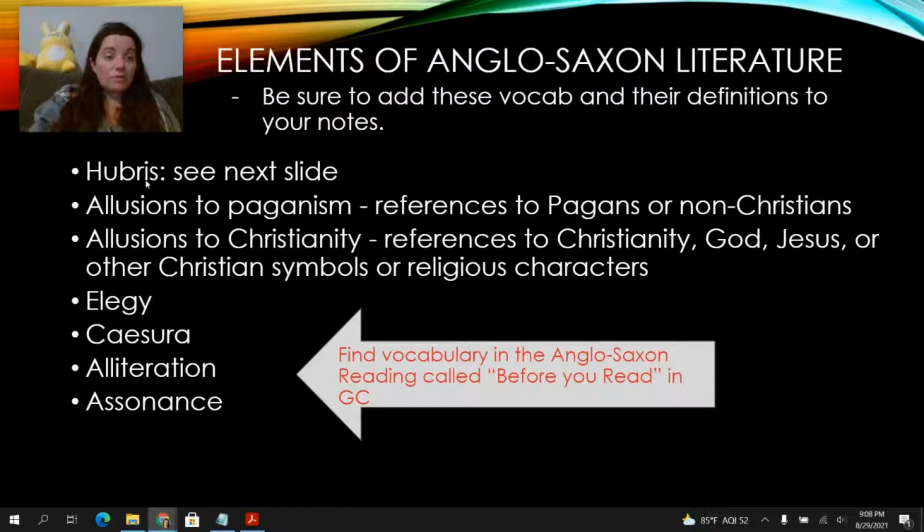So our new vocab words are hubris. This will continue to be very important as we read Beowulf next week as well.